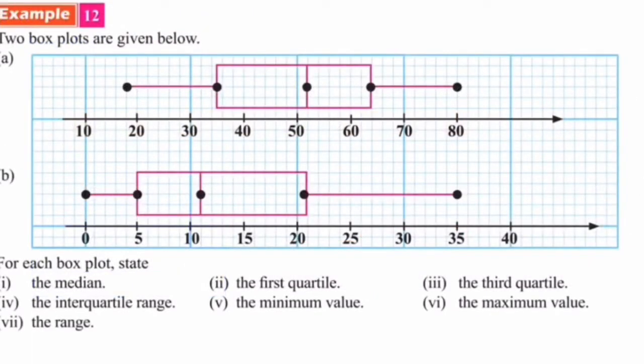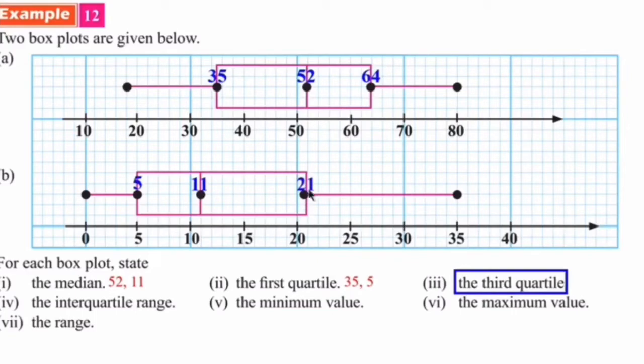So for this example 12, we want to discuss how to determine the median. Median is the data at the middle, so 52 and 11, and first quartile is 35 and 5. Okay, third quartile is 64 and 21.